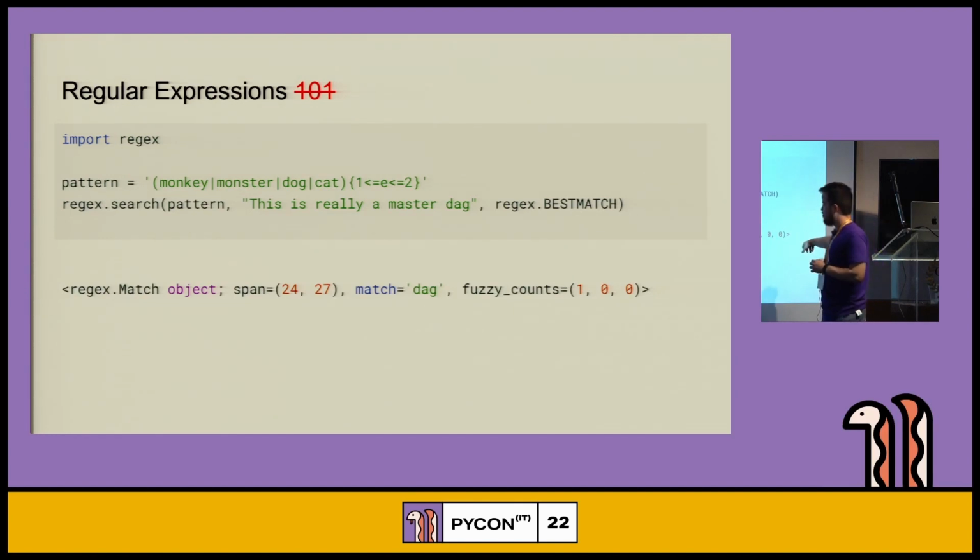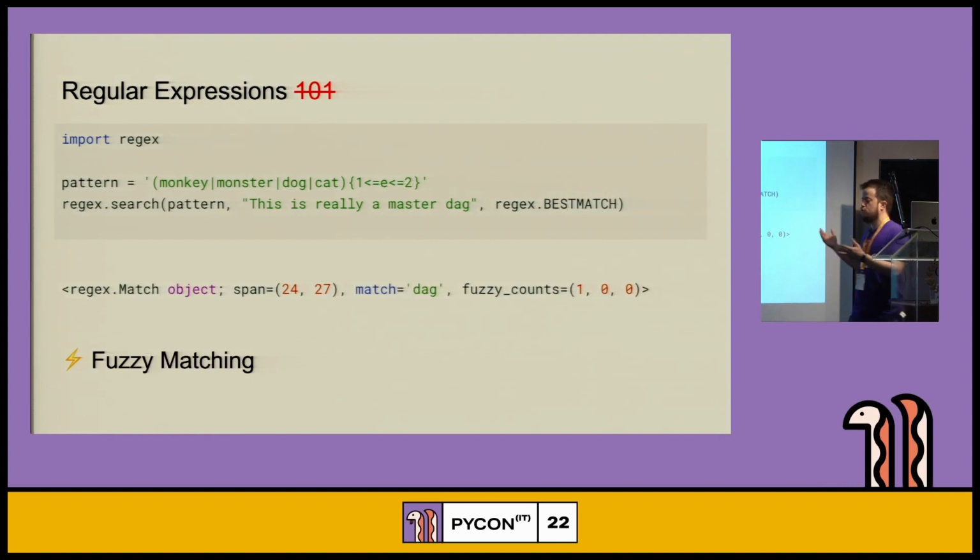And here this object has an additional parameter that is fuzzy_counts. Basically, what it's telling is the number of replacements, deletions, and insertions that you need to do from the match to obtain one of the words in the pattern. As you might guess, this is very useful for doing fuzzy matching.